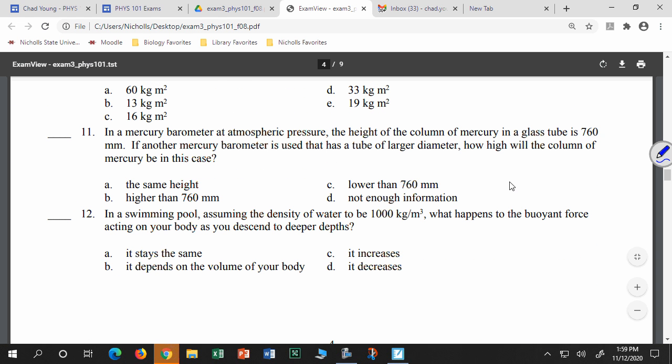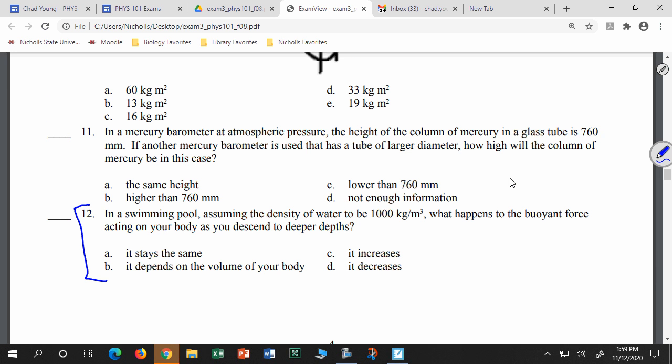Number 12. We haven't seen this question, but it's still a good question. What happens to your buoyant force as you go to deeper depths? Does it stay the same? Does it depend on the volume of your body? Does it increase or decrease? Well, the key here is that the density of water is 1,000 kilograms per cubic meter. If the density remains constant, then the buoyant force, equal to rho V g, will also remain constant.